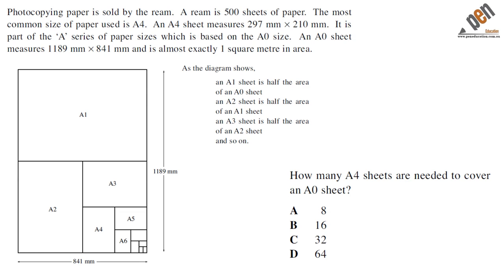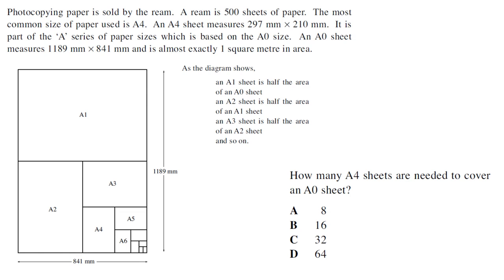It is part of the A series of paper sizes, which is based on the A0 size. An A0 sheet measures 1,189 millimeters times 841 millimeters and is almost exactly 1 meter square in area.